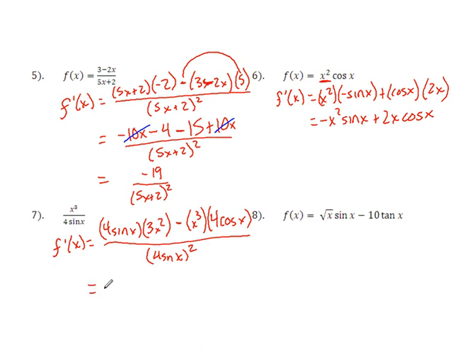Simplifying up here, we should get 12x squared sine of x minus a 4x cubed cosine of x all over. If you left that as 4 sine of x quantity squared, that's fine. Or you can distribute the squared and make it 16 sine squared of x.